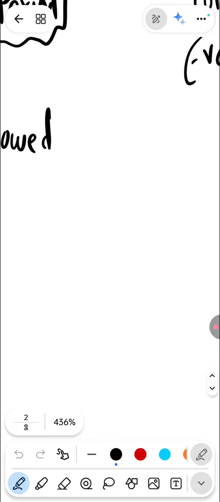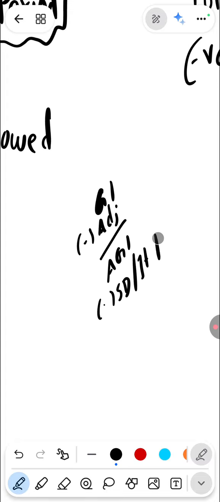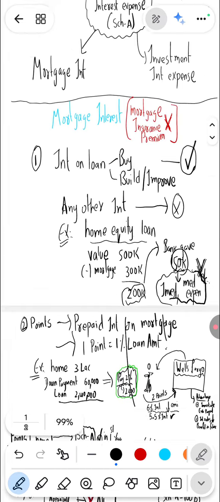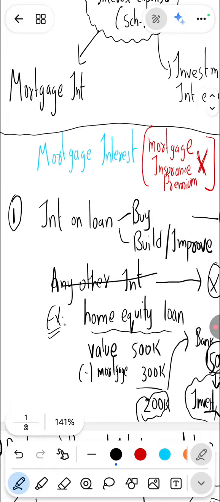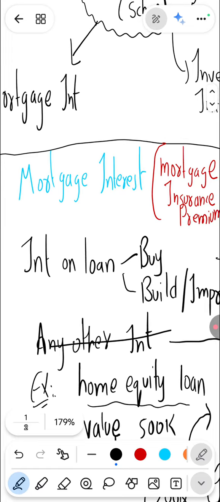So you all know that from the gross income we make adjustments and we arrive at adjusted gross income. From that we deduct standard deduction or itemized deduction, whichever is higher. If the itemized deductions are higher, the taxpayer generally avails this. In itemized deductions we have interest expense. We have two types of interest expense, the first one is mortgage interest and the second one is investment interest expense. The first one we are going to discuss right now, mortgage interest.